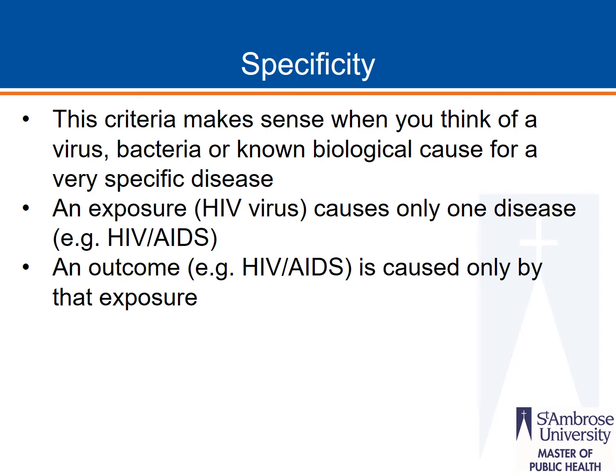Now, I'm going to give you an example where this really falls apart. So specificity doesn't work when it comes to a number of chronic diseases. Imagine you have an exposure like smoking. Now, smoking causes lung cancer, but it also causes a number of other outcomes, cardiovascular disease, for example. And that outcome, lung cancer, is caused by smoking based on the evidence, but it can also be caused by a number of other things. So it's not specific, both in terms of the exposure, smoking causing only lung cancer, or in terms of lung cancer only being caused by smoking, because there are other causes, including environmental causes for lung cancer, but also genetic.